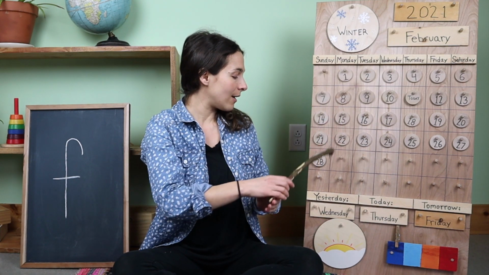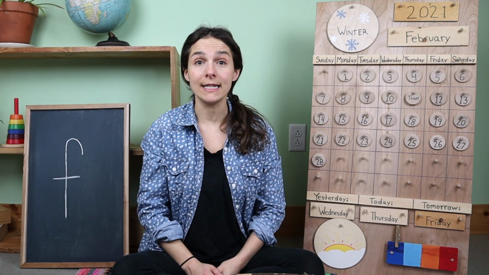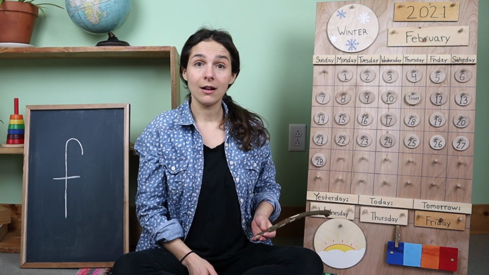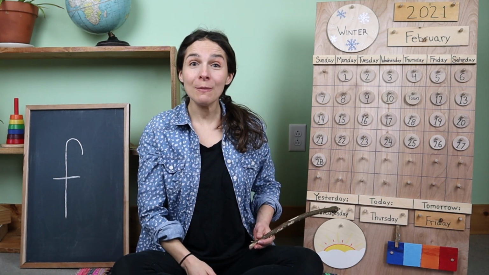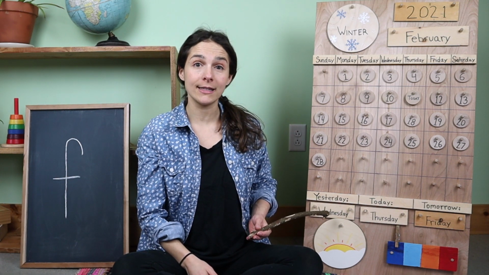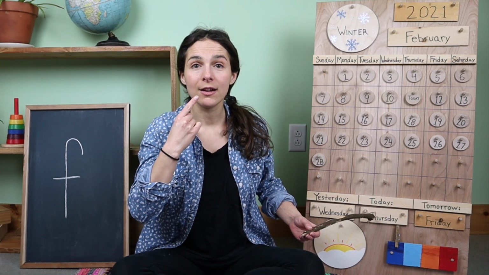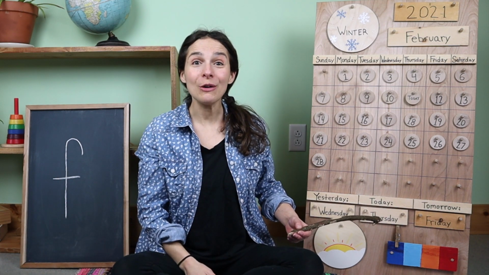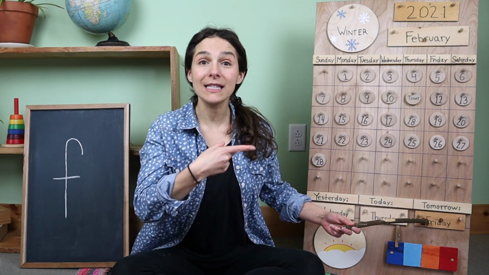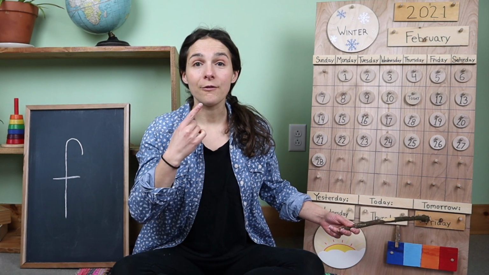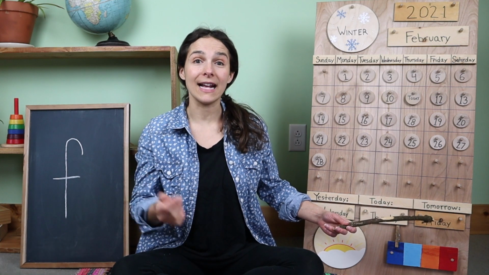Let's travel down, down, down to right here. Does anybody remember what the day was yesterday? I'll give you a hint. Wednesday. Good memory, friends. Yesterday was Wednesday. So that means that today is Thursday. You're right. Today is Thursday. And if today is Thursday, that means that tomorrow will be Friday. Tomorrow will be Friday, the last day of the week.